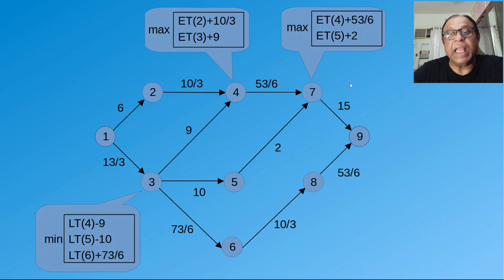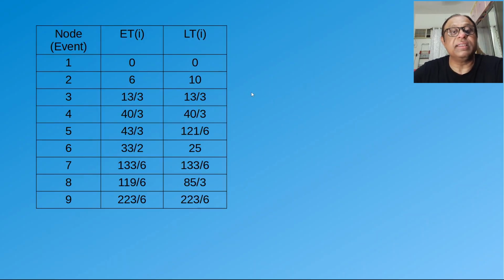We have calculated for 8, we have calculated for 7, 6 goes similar. We take the late time of 8, subtract 10 by 3 of it. Now for 5, we take the late time of 7 and subtract 2 from it. Right? For 4 we take the late time of 7 and subtract 53 by 6 of it. So this is what we get. Okay? 25, 121 by 6 and 40 by 3.